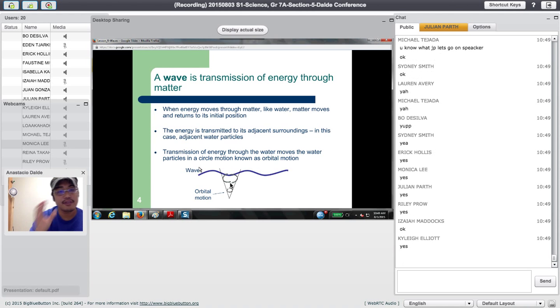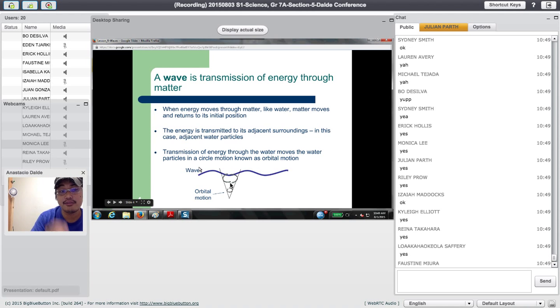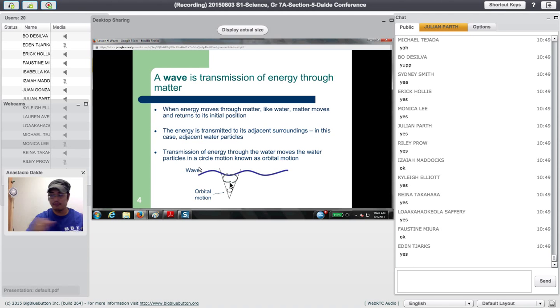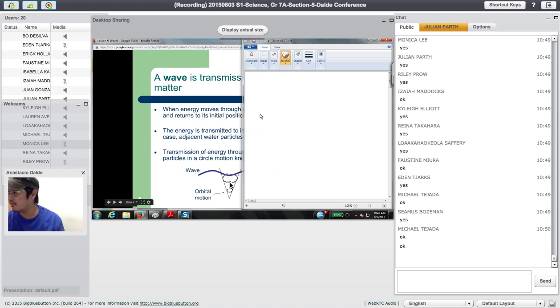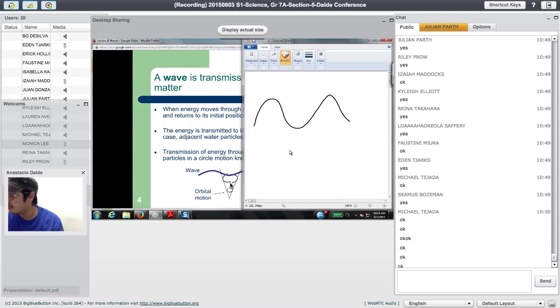So the wave itself, or at least the stuff that makes up the wave, doesn't actually move forward like a surfer, okay? Here's the wave. The things in the wave just kind of move in a circle like that.